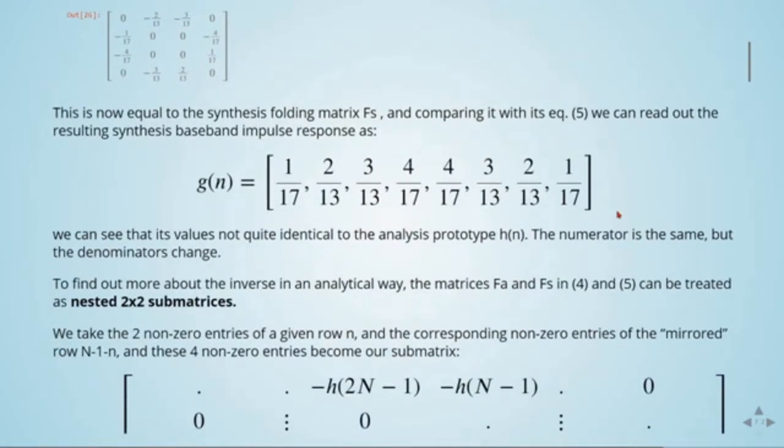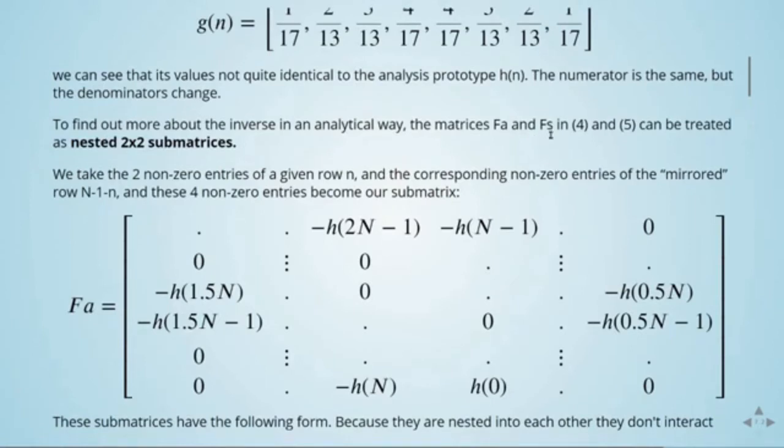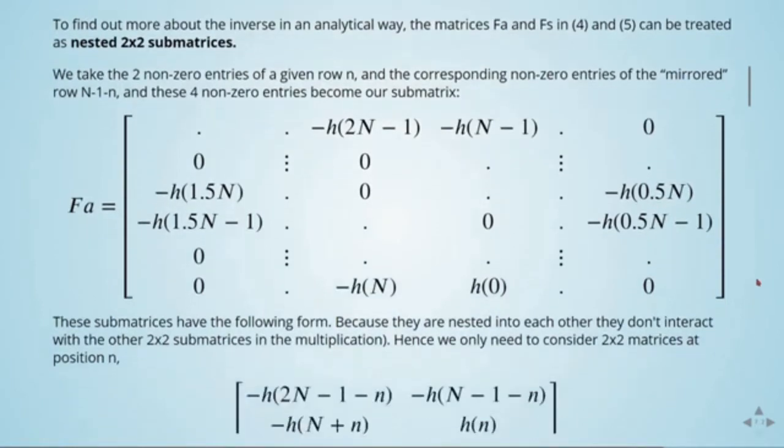To find out more about the inverse in an analytical way, the matrices FA and FS in equations 4 and 5 can be treated as nested 2x2 submatrices. We take the second non-zero entries of a given row n and the corresponding non-zero entries of the mirrored row N minus 1 minus n, and these four non-zero entries become our submatrix. So these submatrices have the following form.